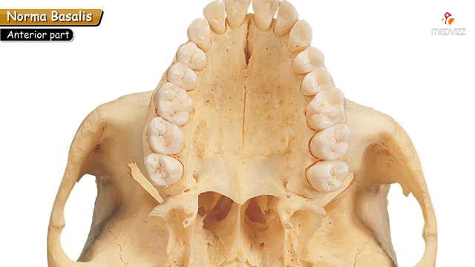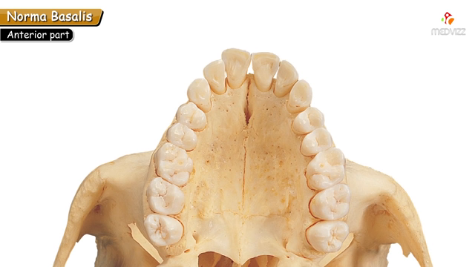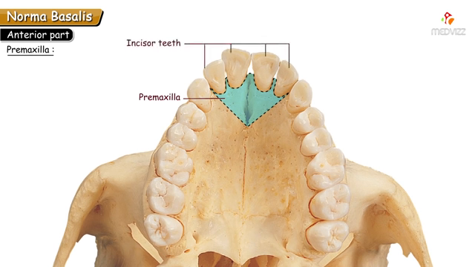And one more point to know in anterior part is premaxilla. Premaxilla is a triangular piece of maxilla holding the 4 incisor teeth. In other vertebrates, not in humans, it is present as a separate bone, but in humans it is a part of maxilla. So this is all about anterior part of Norma basalis.